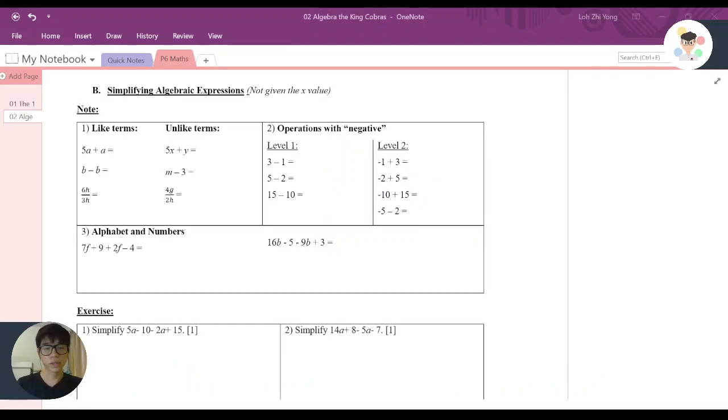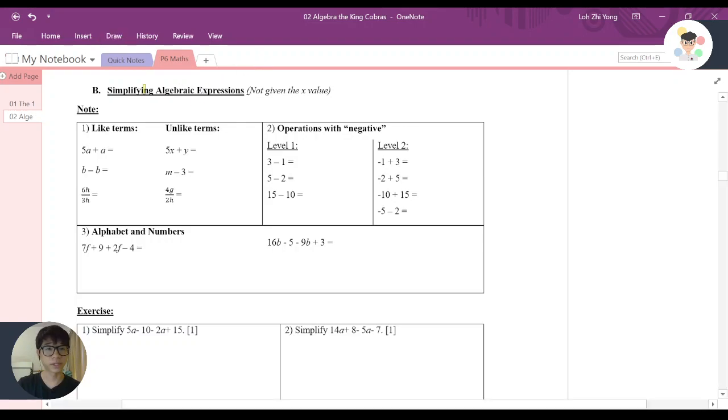Welcome back to Digital Class, and today we continue to discuss booklet number 2, Algebra the King Cobras. Today is special because I don't want to discuss the question itself, but I want to discuss the note itself. Okay, so now you can look at here.